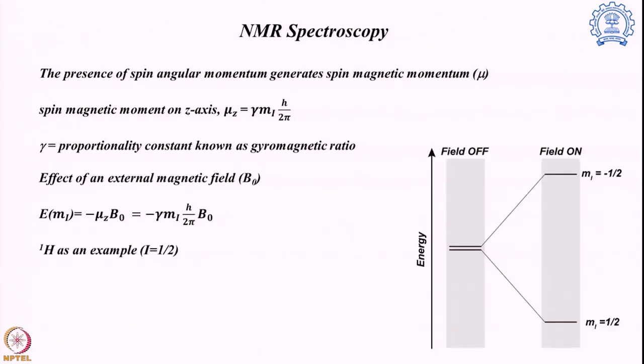Take the proton as an example, where the I value is half. We like to see what is actually happening with respect to its energy. When we start with this particular spin state, over here the field is off, which means no magnetic field is produced externally. So all the states have the same energy because they cannot differ in the absence of a field. However, once we turn on the field, the two mI states, because the proton has an I value of half, it can have the different mI values plus half and minus half, and in the presence of a magnetic field they differ. Over here the plus half is lower in energy. Why?